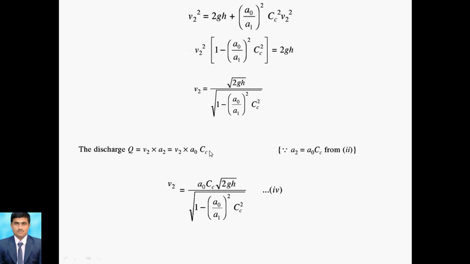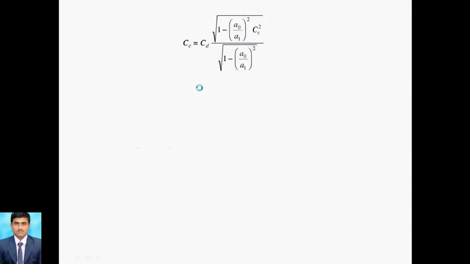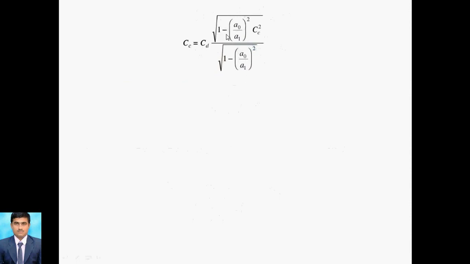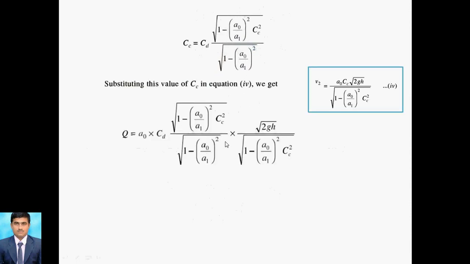Actually Cc means coefficient of contraction. We know that the formula for the coefficient of contraction is like this. So after putting this Cc in equation number 4, after putting the Cc value here, cancellation takes place. This is the V2 value. You can put the original value here, and the Cc value you can put over here.